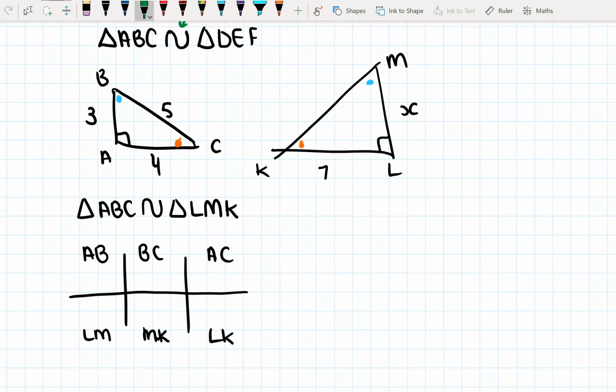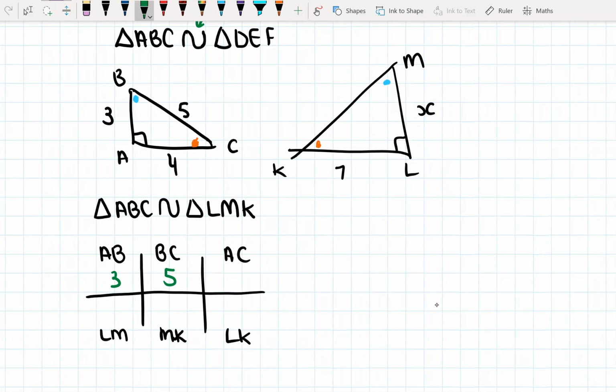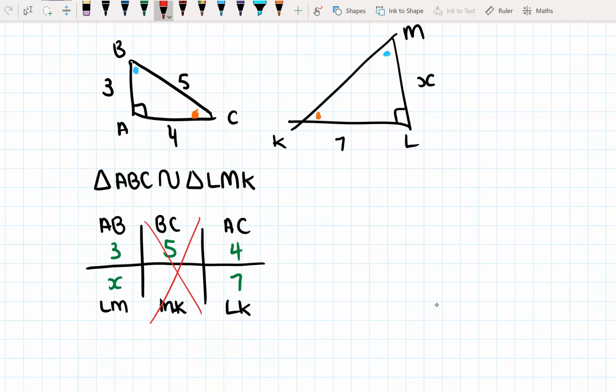All right, now we fill in what we know. So we know that AB was 3. Okay, we know that BC is 5. We know that AC is 4. In our second triangle, we know that KL is 7. So that's our third one here. And we want to find ML, that is X. Okay, in this case, BC, MK, not important. We don't care about them. That can go away. All right, but it's always good to get in that habit of filling in everything you know, because you might need it for later.